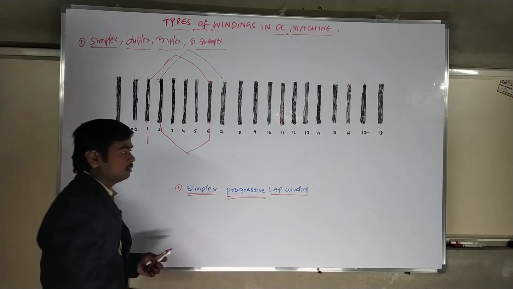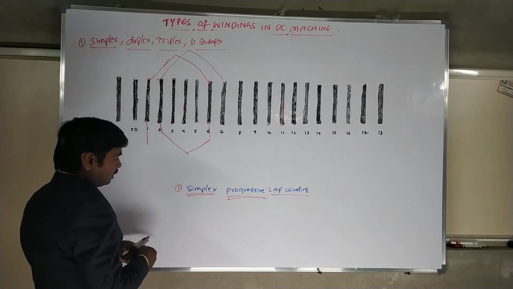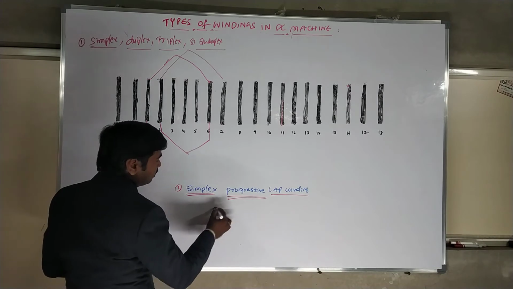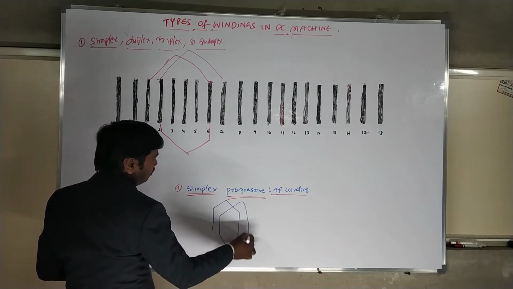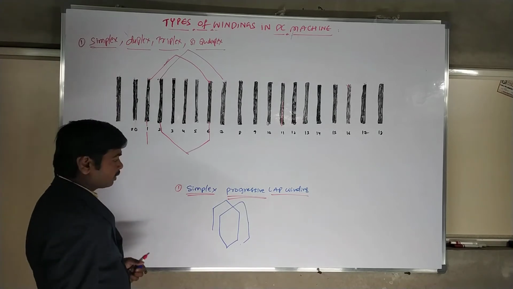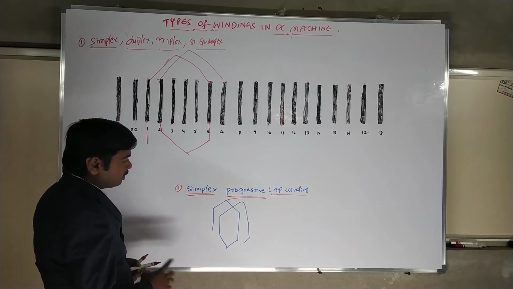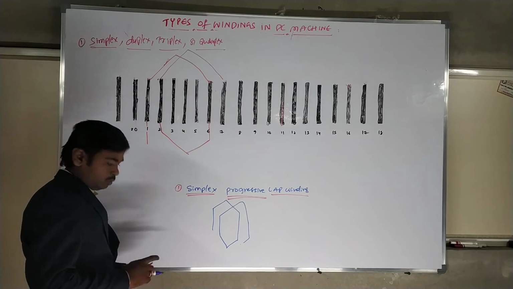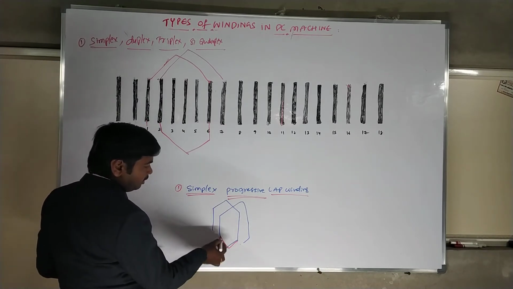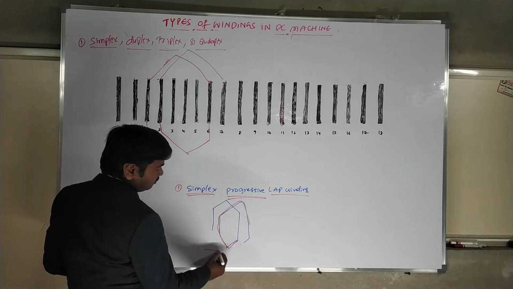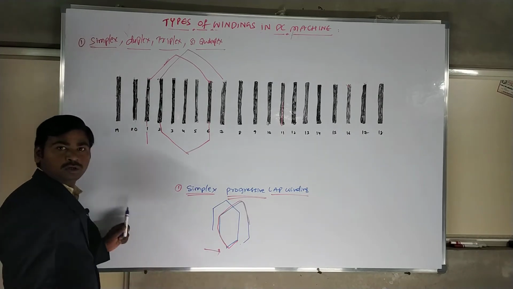Once again I am repeating. Lap winding means, I think you know, the loop is required. Like this you go, come back like this, and go like this. This is a lap winding. In the case of lap winding, you can go like this. Progressive, I told you, after the first winding, the second winding conductor should be in the forward direction. It should be progressive winding.